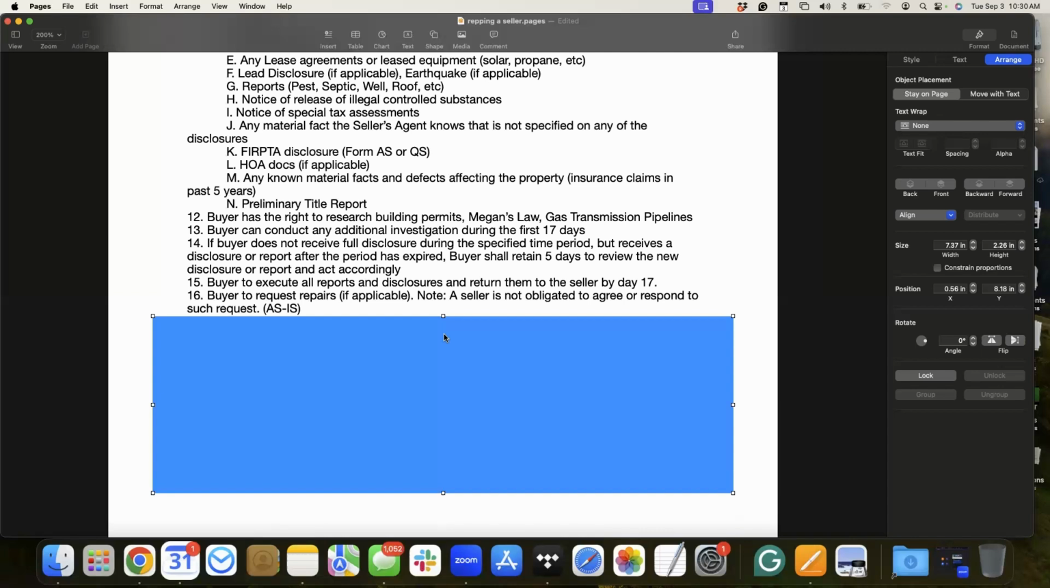So personally, I just say sell it the way it is. If somebody wants to offer you less for that, then it's part of the negotiation. I mean, it's got to kind of go back to that as is.